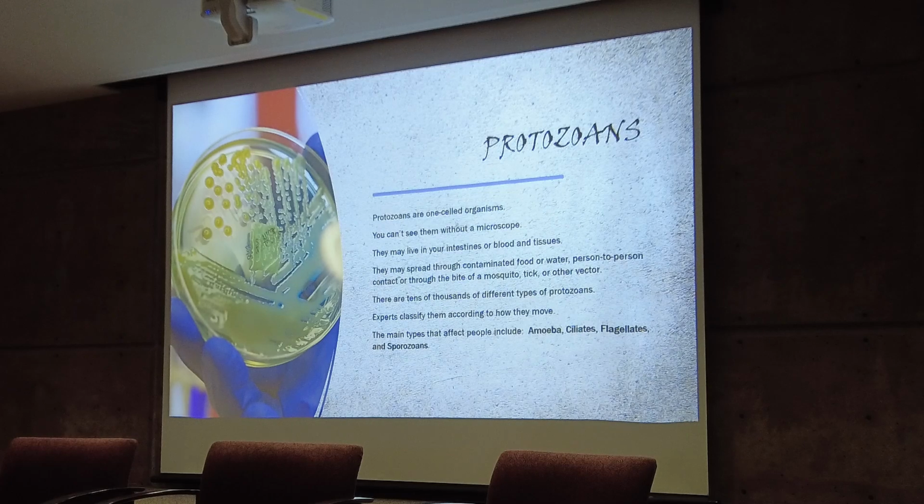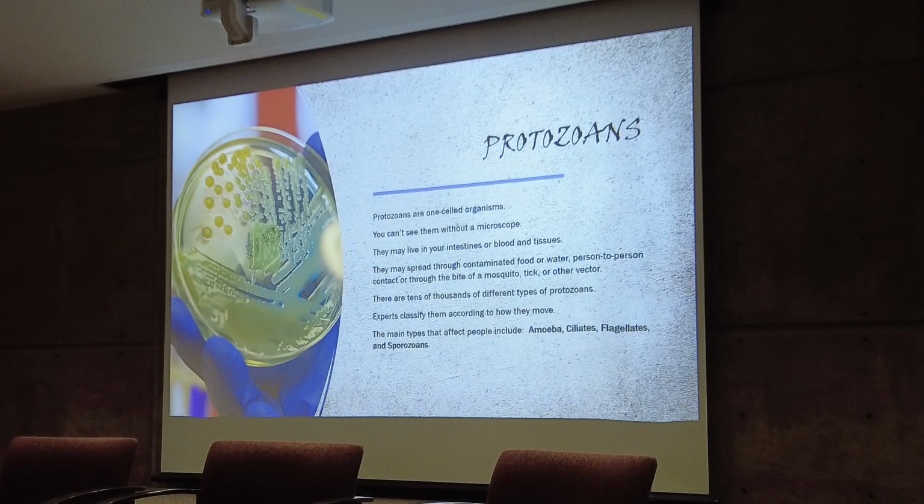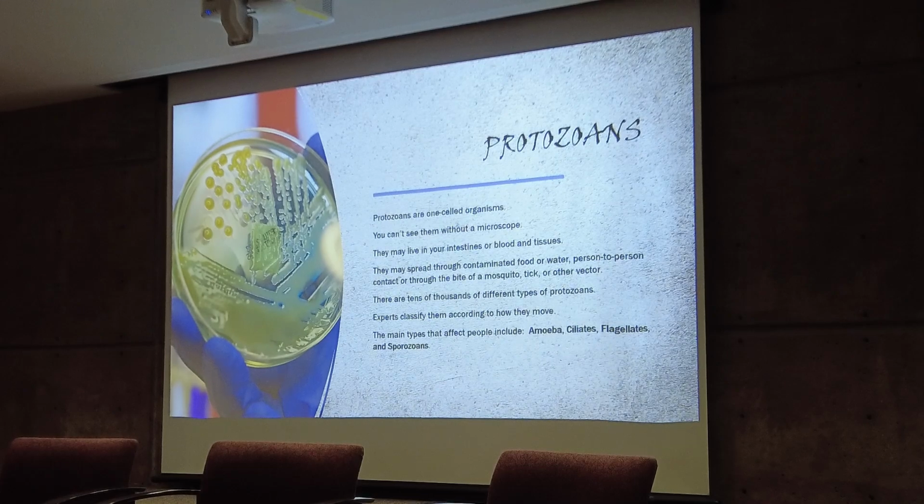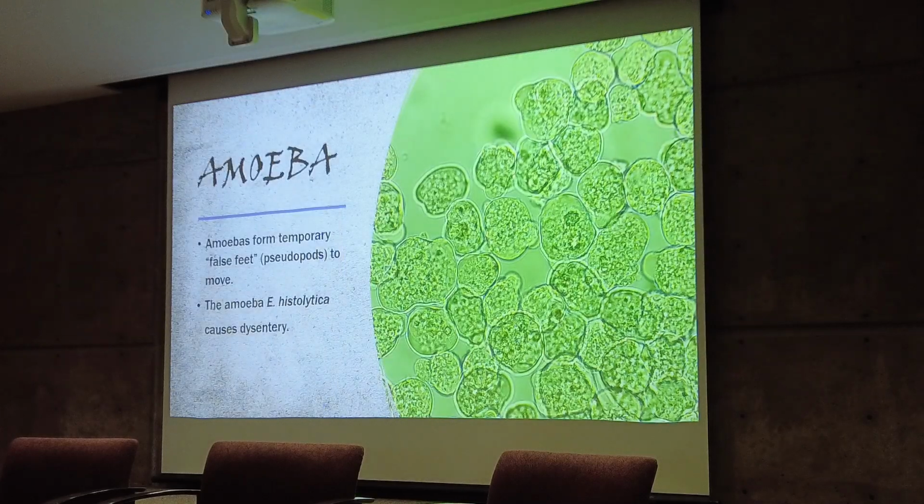Experts classify them according to how they move, and the main types that affect people include amoeba, ciliates, flagellates, and sporozoans. Let's talk about the amoeba. The amoeba form temporary false feet, pseudopods, to move, and the amoeba E. histolytica causes dysentery.